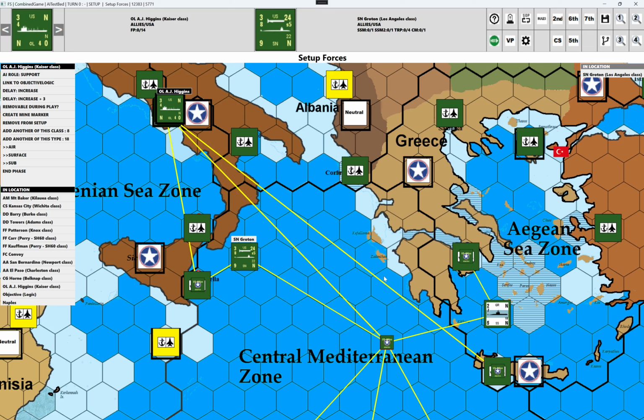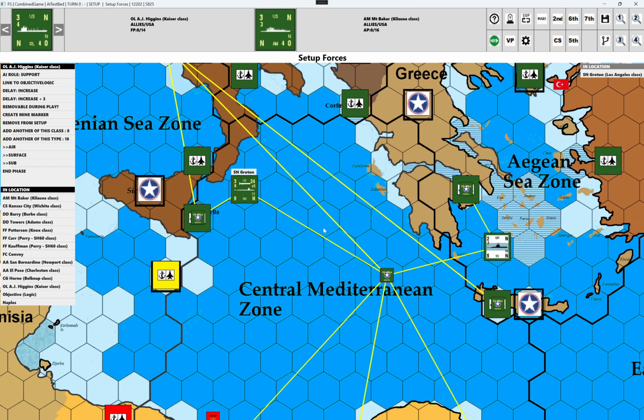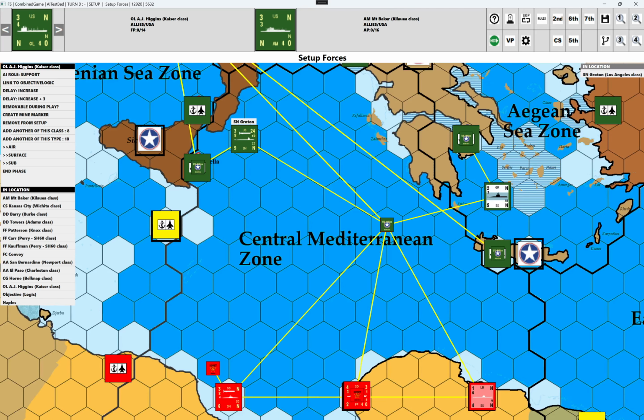So that's what the logic should do. Okay. So anyway, let's get started. Hopefully, I haven't broken anything. I've made code changes all the way up to the minute that I'm doing this game, or doing this video.